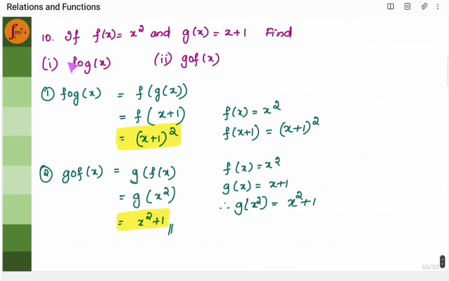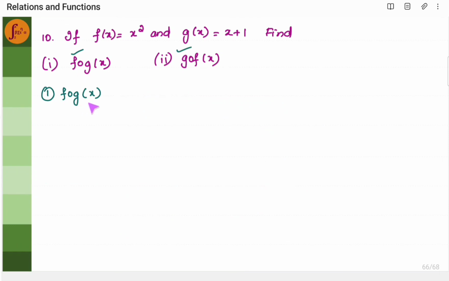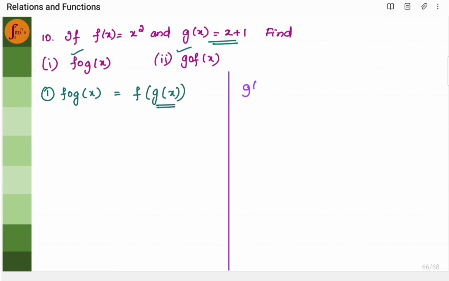This is the last sum, 10th sum. If f of x is x square and g of x is x plus 1, find these function values. Find this composite function. Let's find f of g of x. Now, we need g of x. What is g of x? G of x is x plus 1. So I will directly write, instead of g of x, I'll put x plus 1.